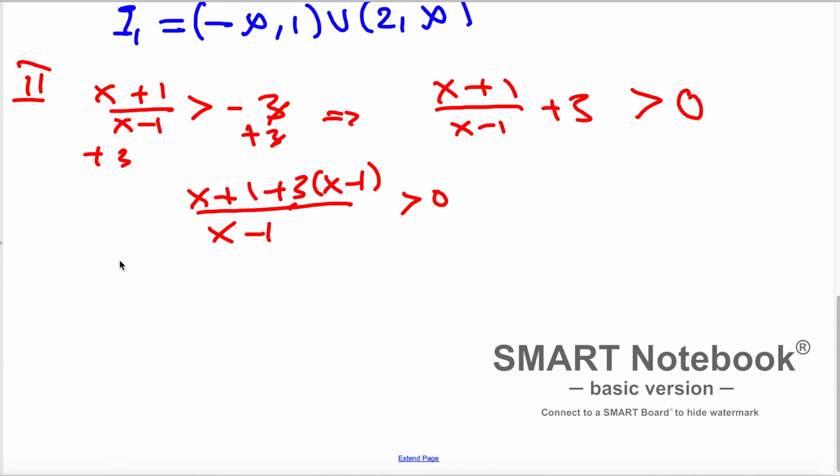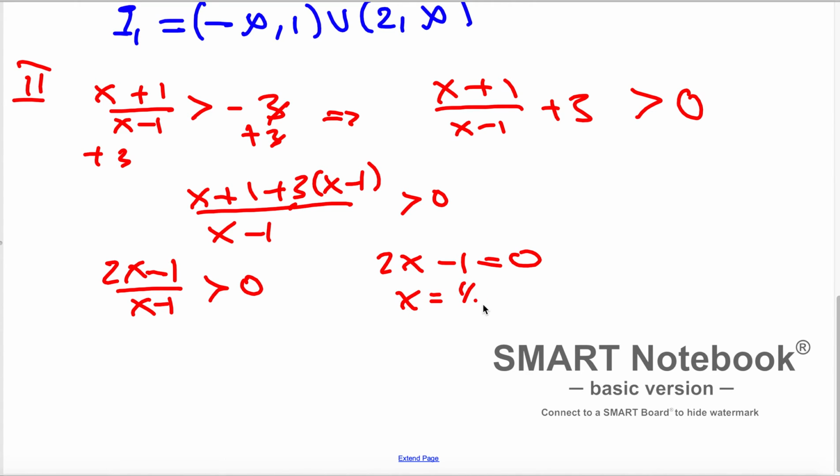When we work everything out with this inequality, we are going to come to the form (2x minus 1) over (x minus 1) greater than 0. So when we clean this up a little bit with the algebra, we come to this inequality. Now the critical points are: 2x minus 1 is equal to 0, so x is equal to 1 over 2 when we solve for x. And the other critical point is x minus 1 equal to 0, so x is equal to 1.